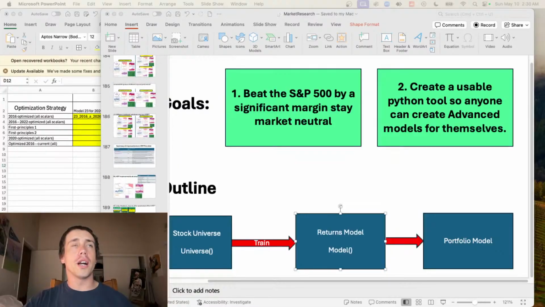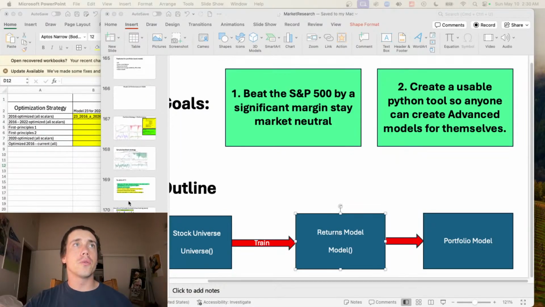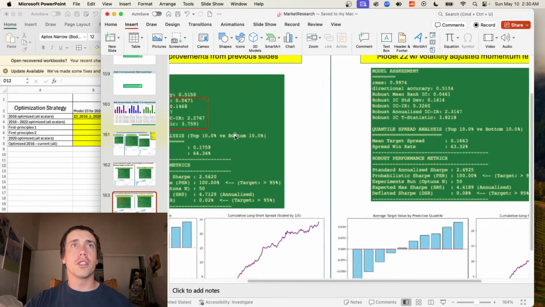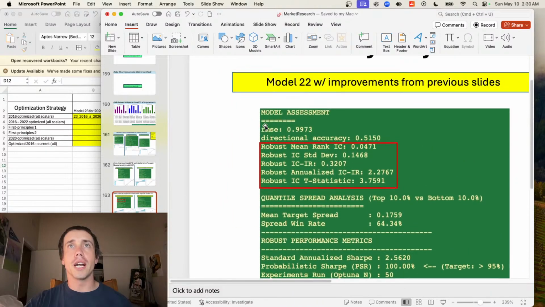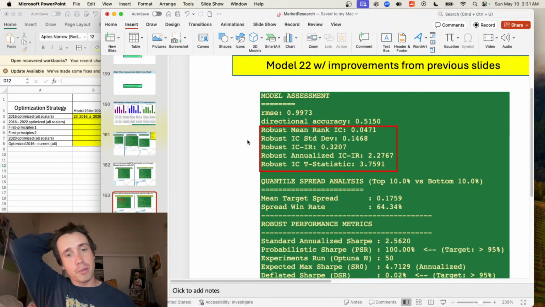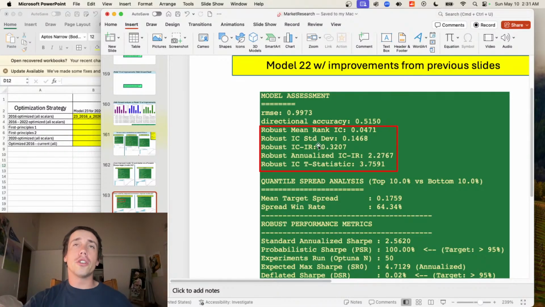Now, here's the model I got about a month ago, and here's why I'm confident in it. The first reason is if you look at the red box, these are the metrics I'm looking at. I'm beating every metric by a significant margin, other than the standard deviation of the information coefficient. My goal is 3 to 13 times the information coefficient. Here it's about 3 times, so it's down at the bottom end of my goal range, and the lower the better. All the other metrics are beating my goal by a significant margin.